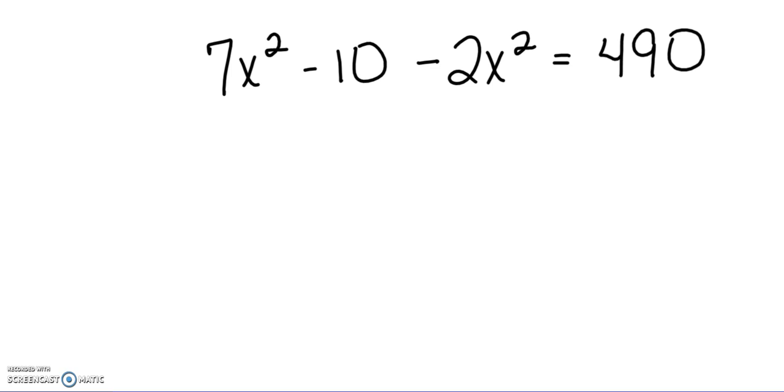As long as a variable has the same exponent as another variable, they are still like terms. So I can combine those. 7x squared minus 2x squared is 5x squared, minus 10.